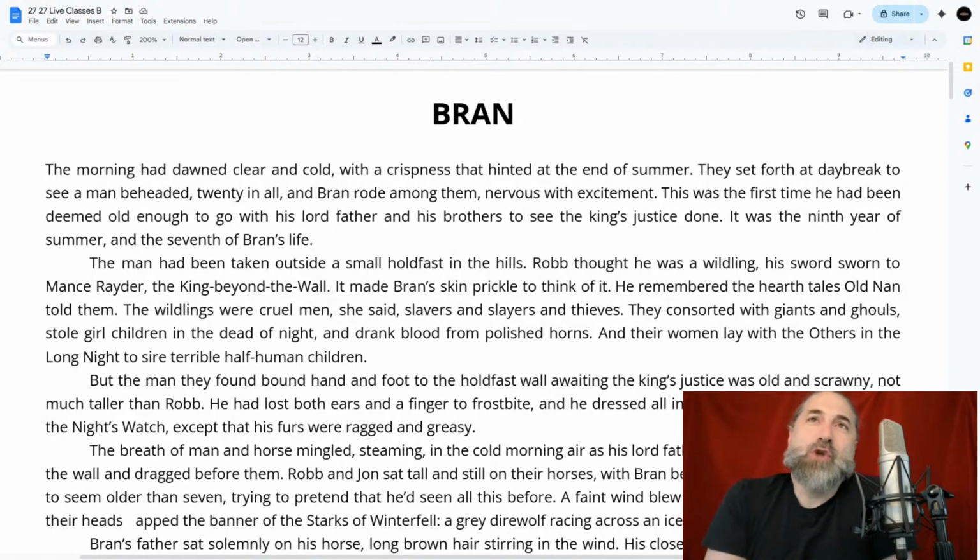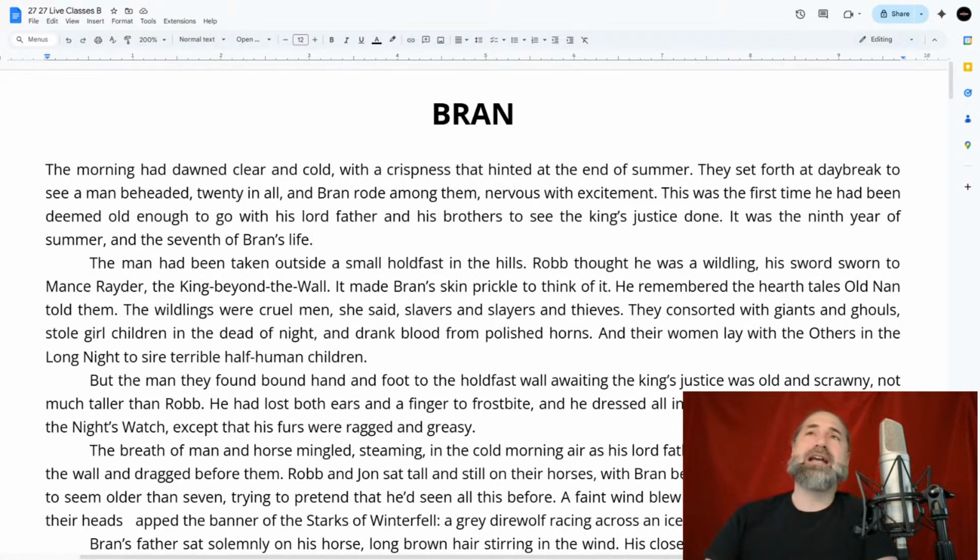The morning had dawned clear and cold, with a crispness that hinted at the end of summer. They set forth at daybreak to see a man beheaded, 20 in all, and Bran rode among them, nervous with excitement. This was the first time he had been deemed old enough to go with his lord father and his brothers to see the king's justice done. It was the 9th year of summer and the 7th of Bran's life.